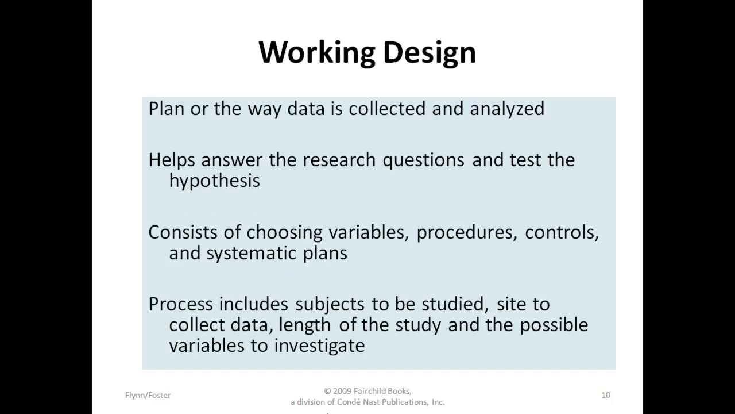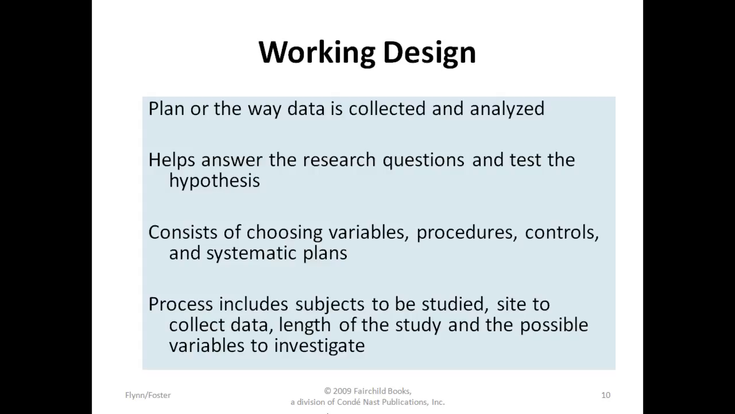Next is the working design, and it's the plan or the way the data is collected and analyzed. It helps answer the research questions and test the hypothesis. When doing this, you choose your variables, your procedures, your controls, and your systematic plans. And within the working design, you can do a control group. An example of controls you could do within your study, especially with experiments, is you could have a control group and an experimental group.